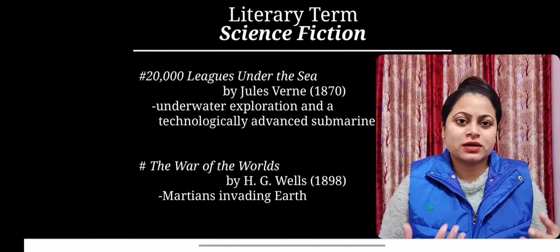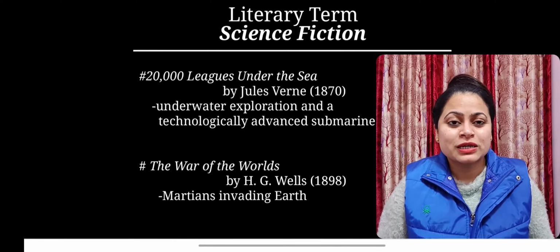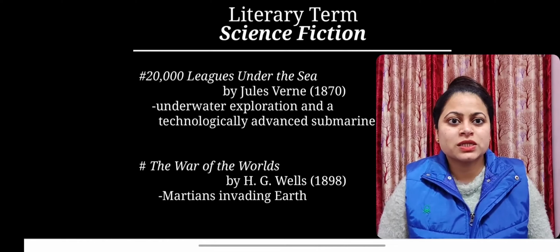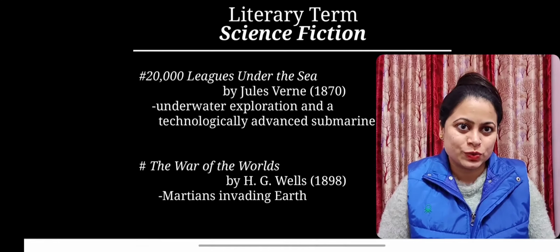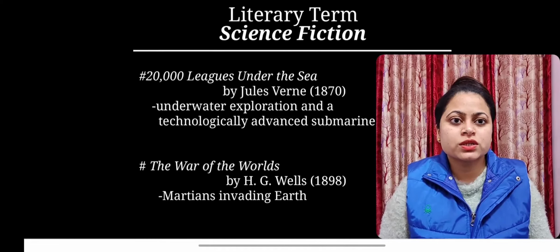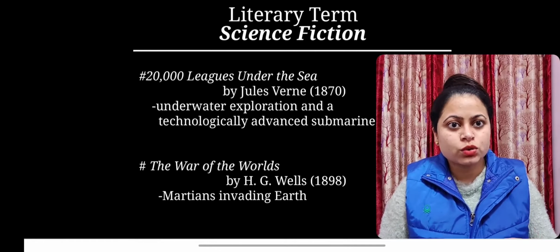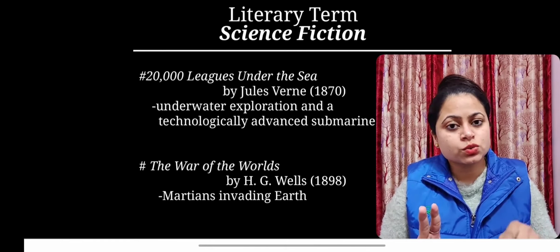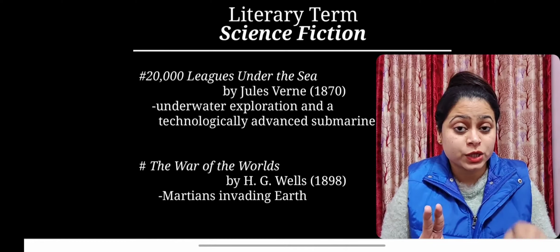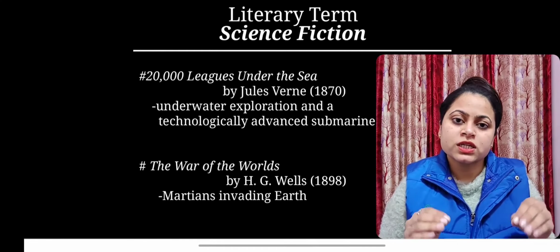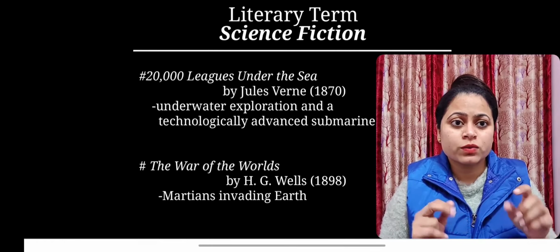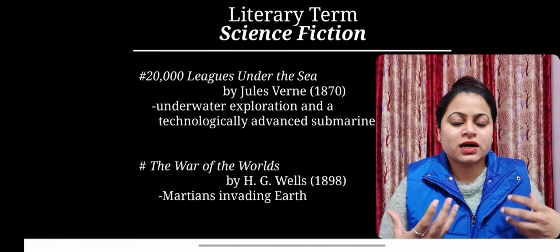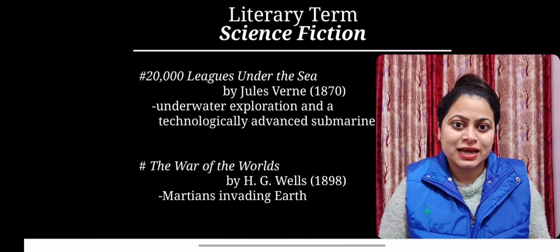And now I would like to familiarize you with some of the science fiction novels. The first one is 20,000 Leagues Under the Sea by Jules Verne. It features underwater exploration and a technologically advanced submarine. These two things, underwater exploration and the advanced submarine, were primitive when this novel was published in 1870. It was an innovative venture of its kind at that time.